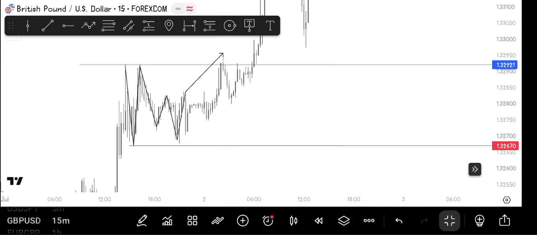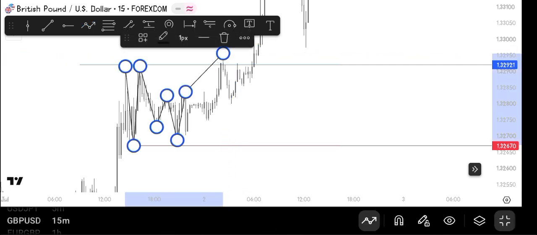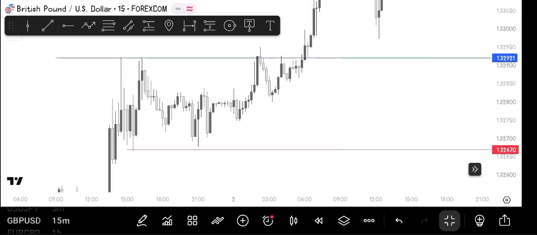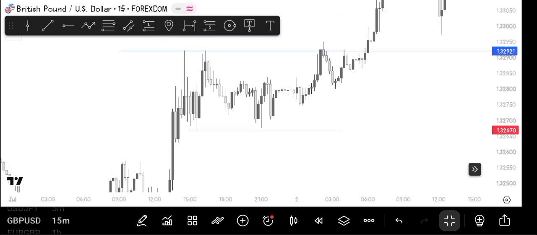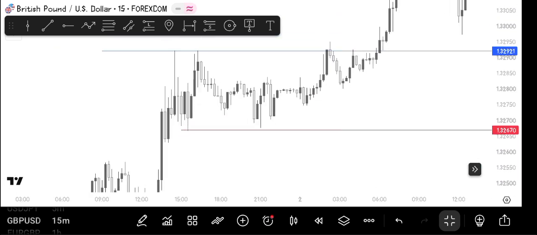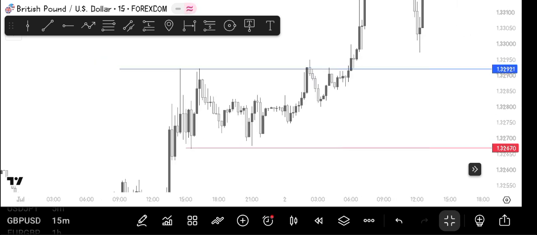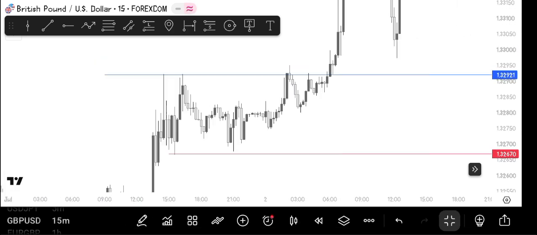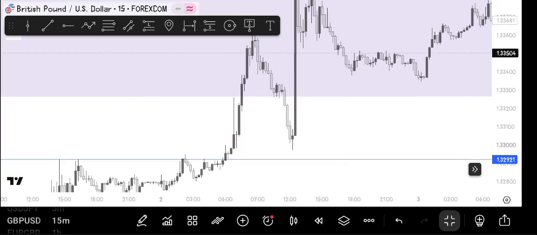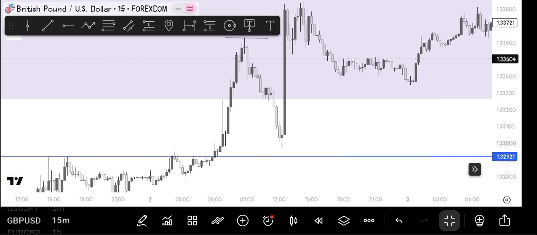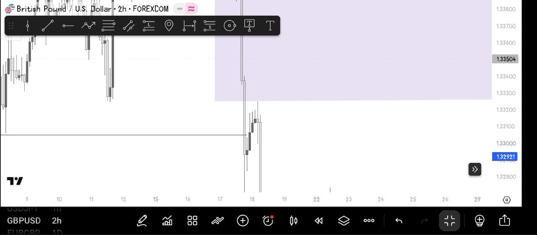Now where is our low? If you look at the candlestick, you want to identify the last low. This is the low right here. As you can see, I've marked it with the red line, and the blue line is our high. So this is how price is actually forming. Now let's go back to the 2-hour time frame and do the last explanation.